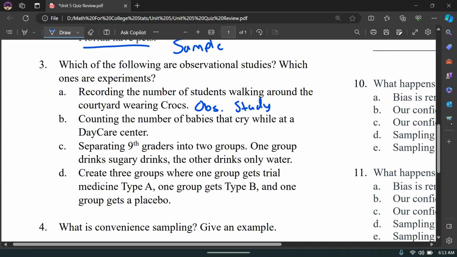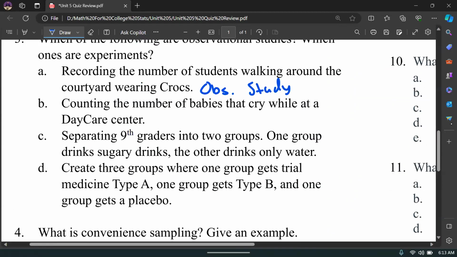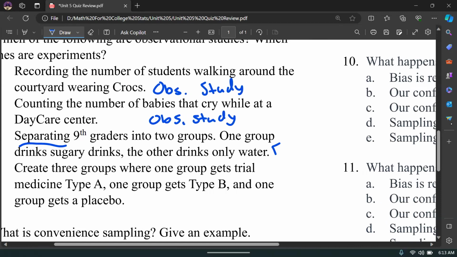None of that. Observational studies are strictly just gather data, observe, and analyze your results. So B, counting the number of babies that cry while at daycare center. That, of course, is an observational study. We're not imposing any treatments here. We're not saying, hey, some babies go here, some babies go there, and we see who cries. No, we're just observing it. Separating ninth graders into two groups. One group drinks sugary drinks, the other drinks only water. Because we're regulating it and separating them into two groups, that's what makes this one an experiment.